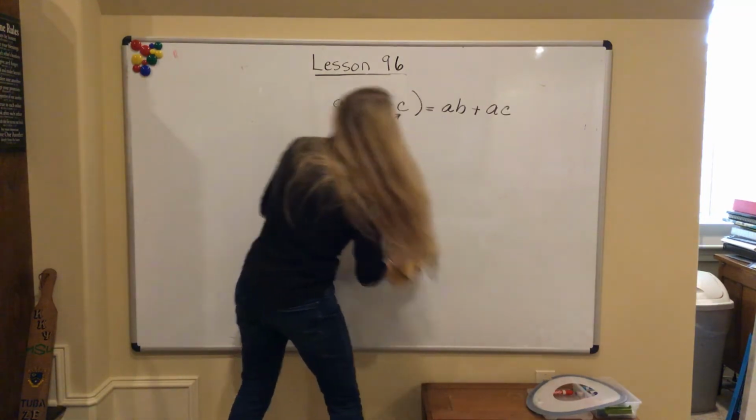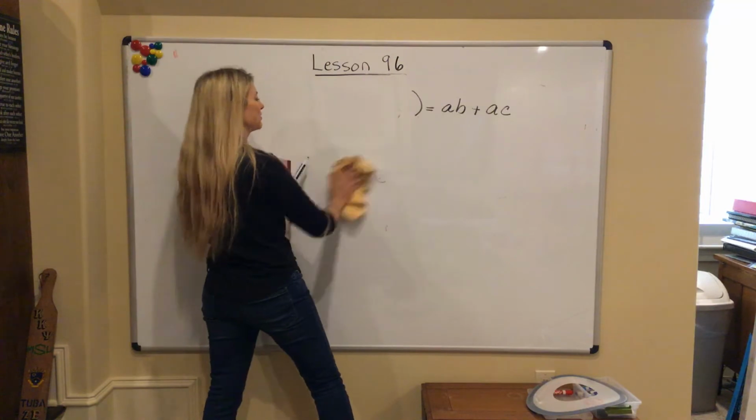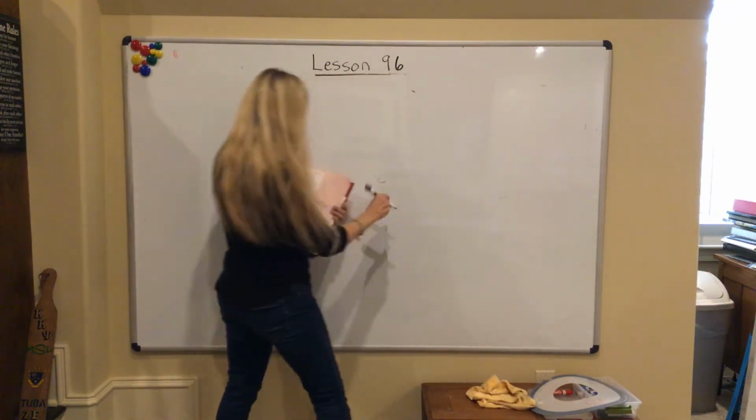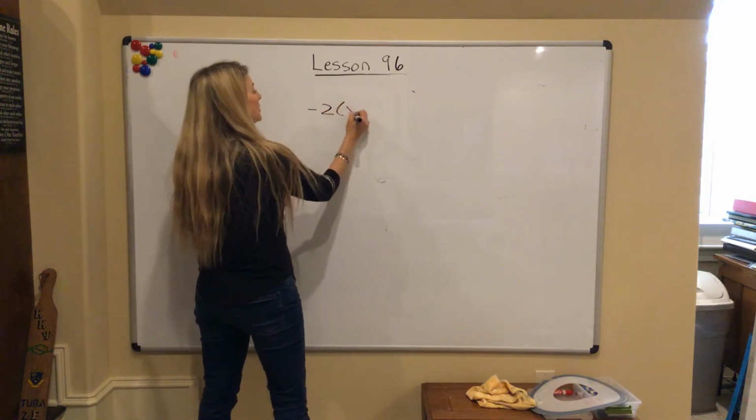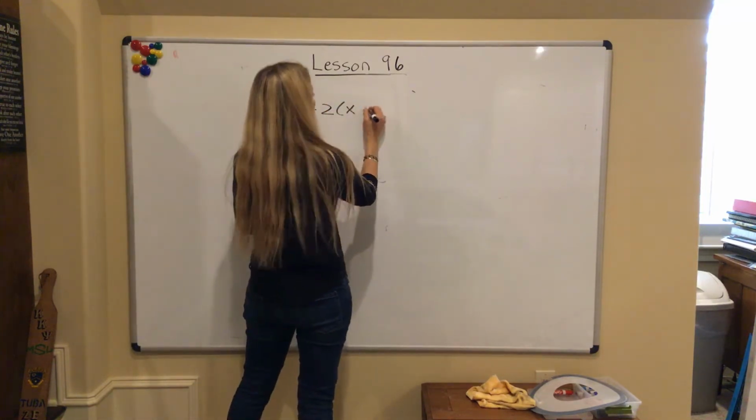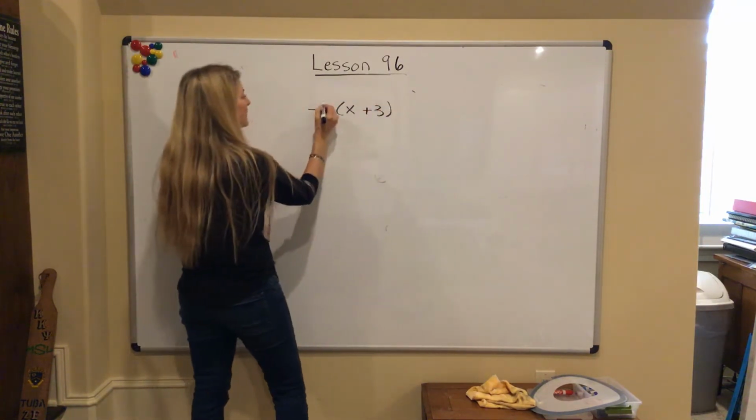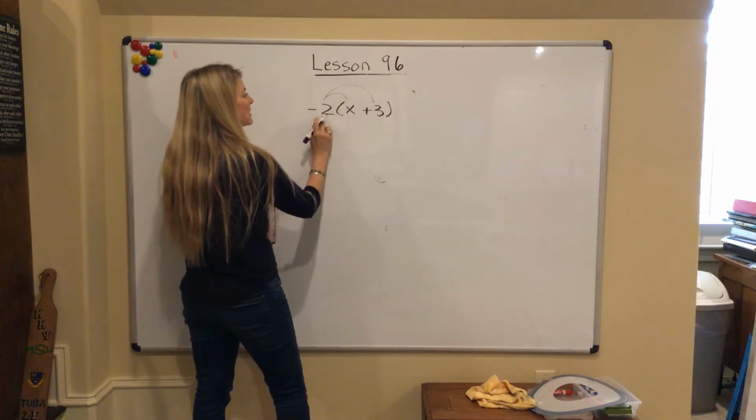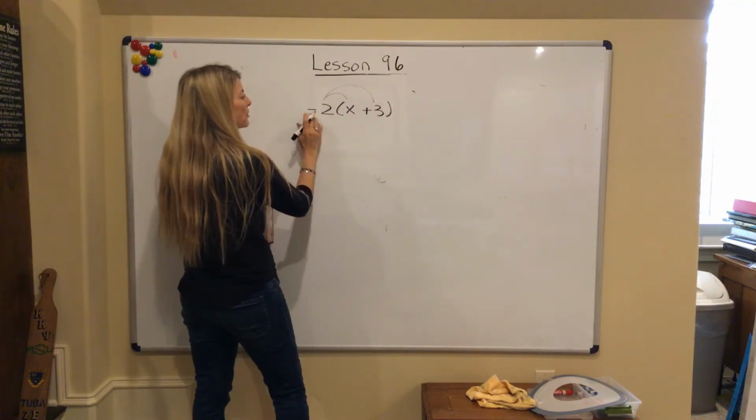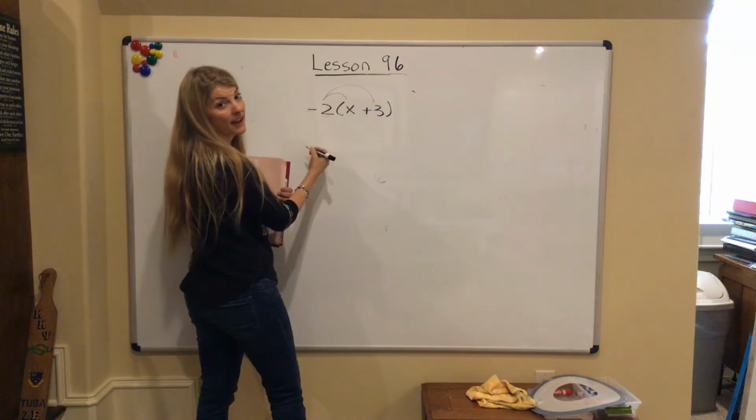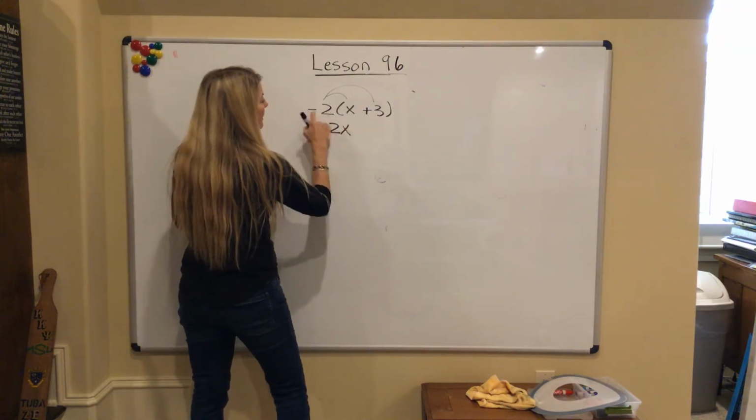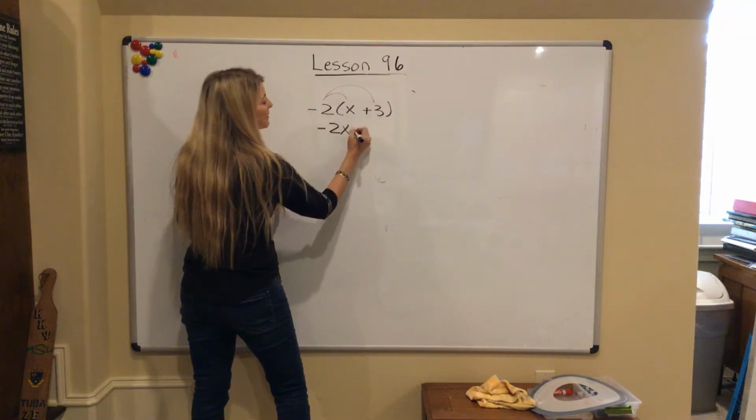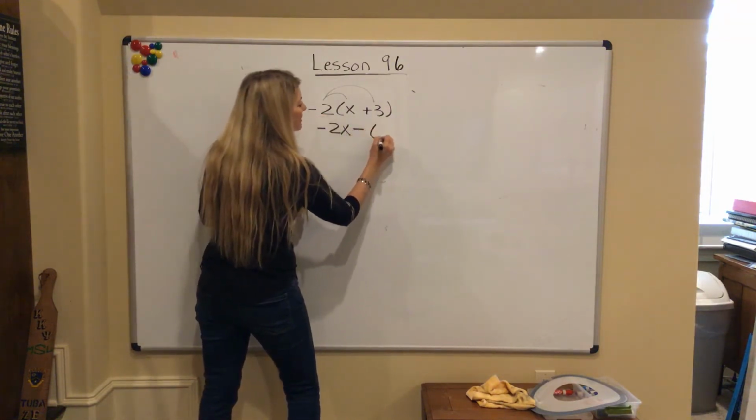The other example you go through is negative 2 times the quantity x plus 3. Again, distribute the negative 2 to both terms. Don't forget to keep the sign with what you're doing. So that would be negative 2x, and negative 2 times a positive 3 would be negative 6.